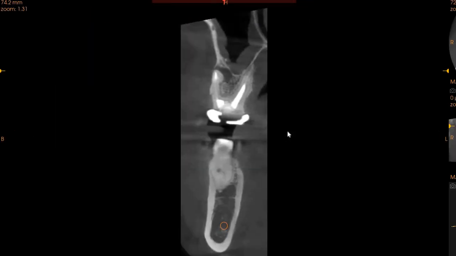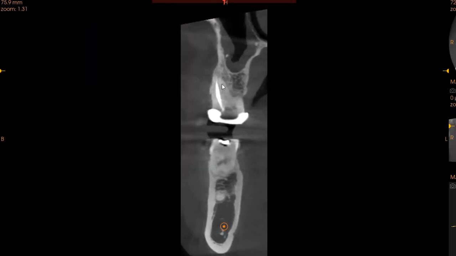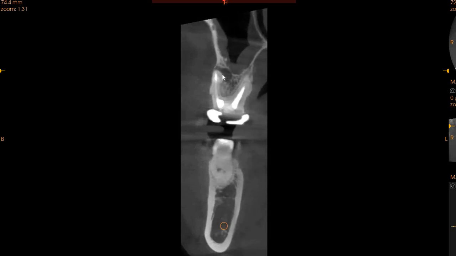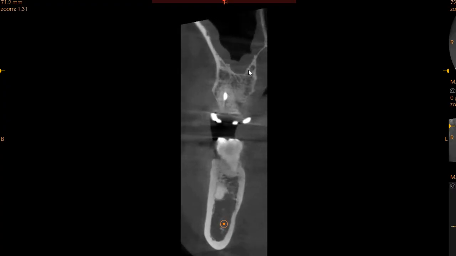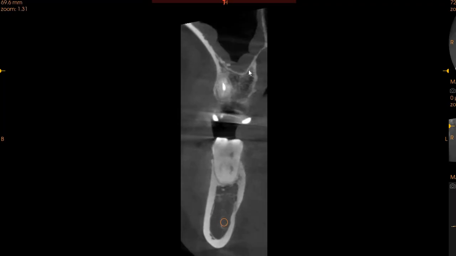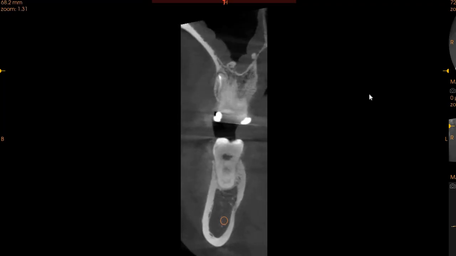This is the transaxial view. Here you can see we've missed out on the MB2 and we've got a significant periapical radiolucency with the mesial root, a radiolucency with the palatal root, and a slight bit of a radiolucency with the distal root of the 6.